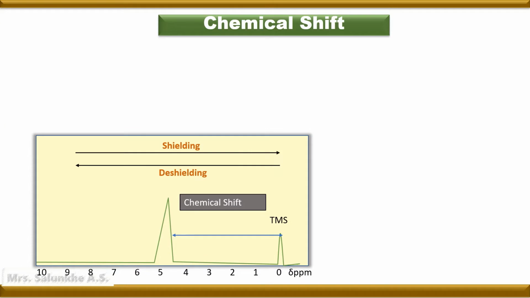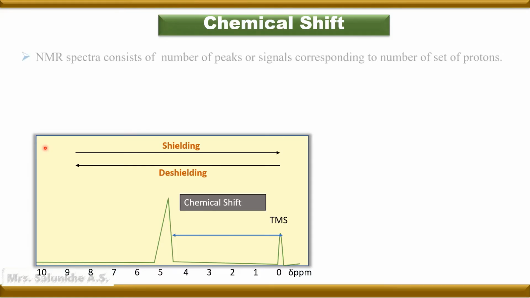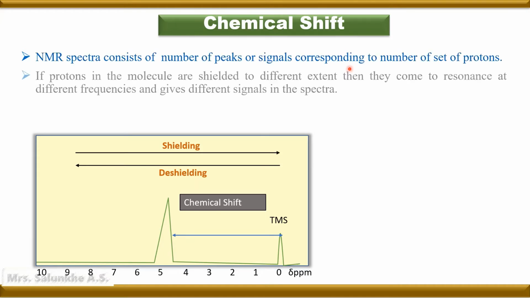When we see the NMR spectra, there are a number of peaks at different positions, and that number of peaks corresponds to the number of sets of protons in the molecule. If protons in the molecule are shielded to different extents, that is, they are non-equivalent protons, then they come under resonance at different field strengths and they give different signals in the NMR spectra.